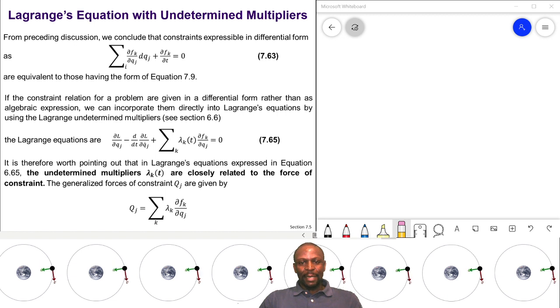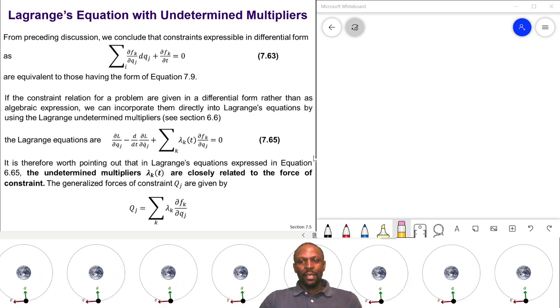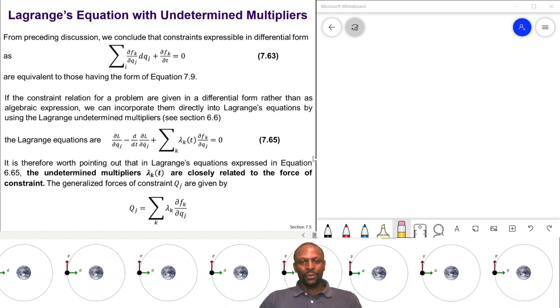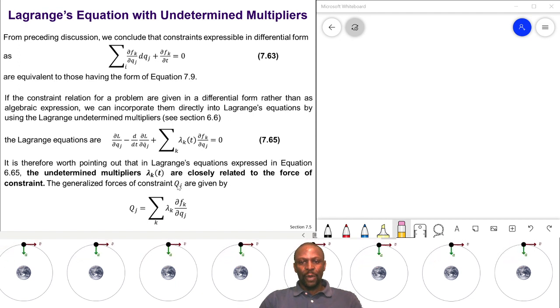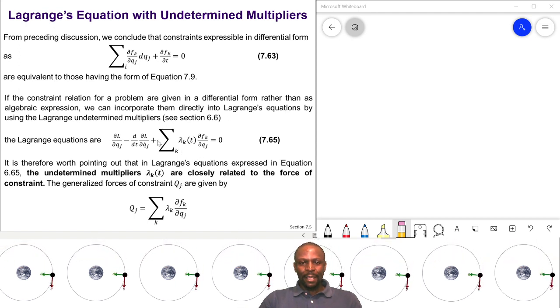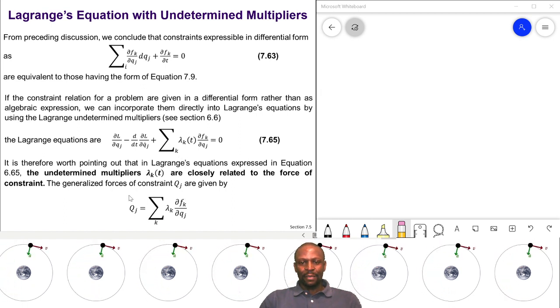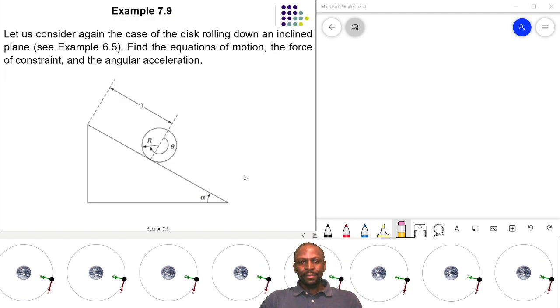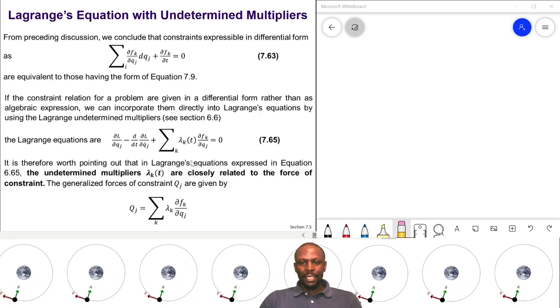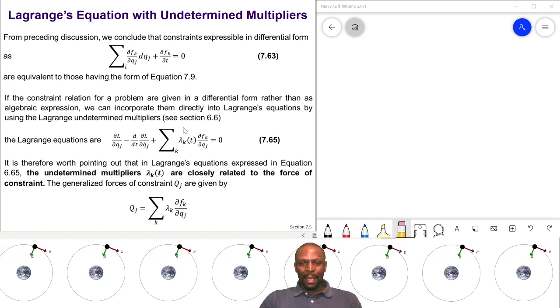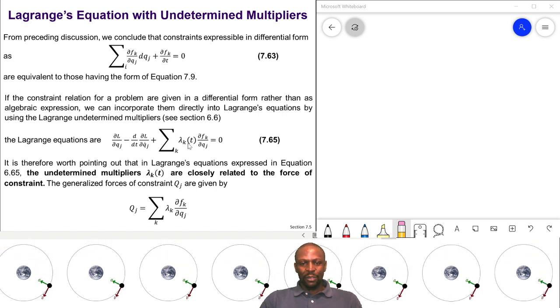Now, the undetermined multipliers lambda are closely related to the force of constraint. The generalized force of constraint is Qi. If everything here is given as Qi, which is a force of constraint, it will be given by that. That equation can be replaced by Qj, which is the force of constraint.